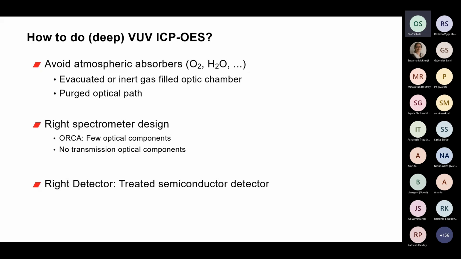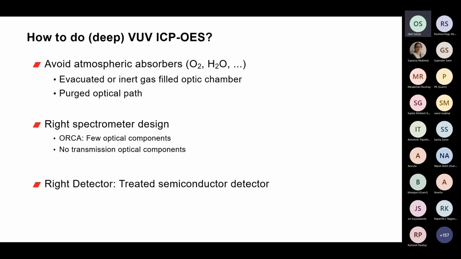And here the ORCA design has advantages. With no transmission optical components inside the optic and only few optical components in general, this concept provides high transparency in this wavelength range. Moreover, the use of multiple detectors makes it also easy to install units optimized for this task.